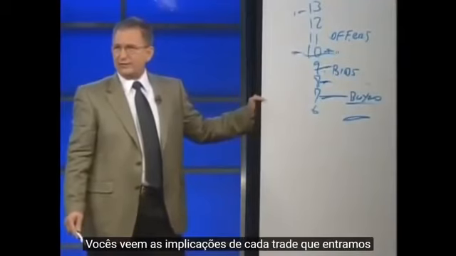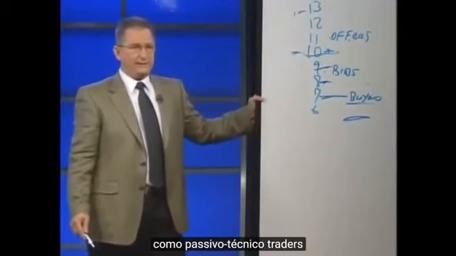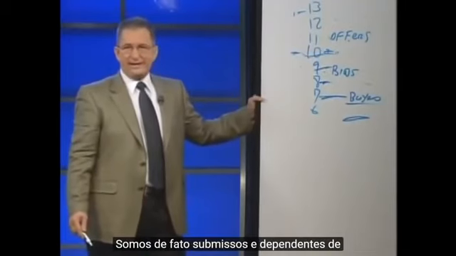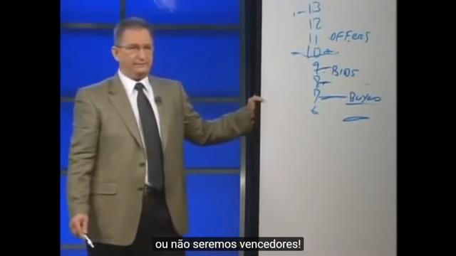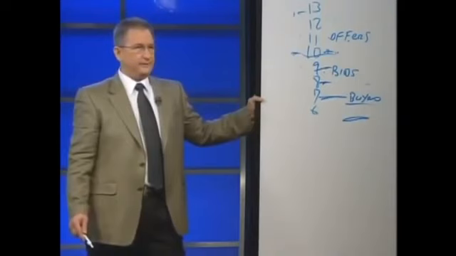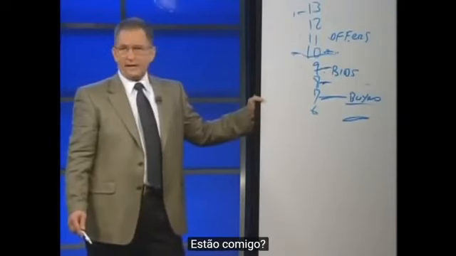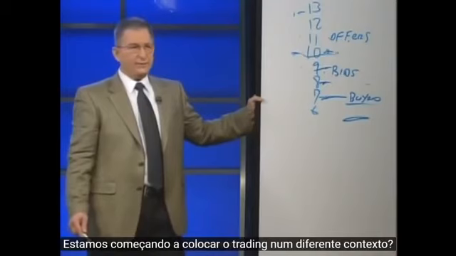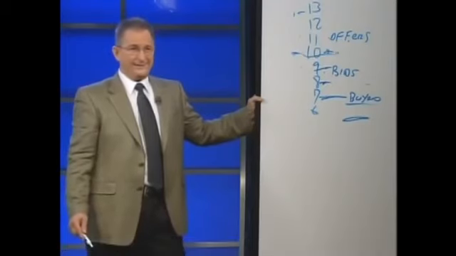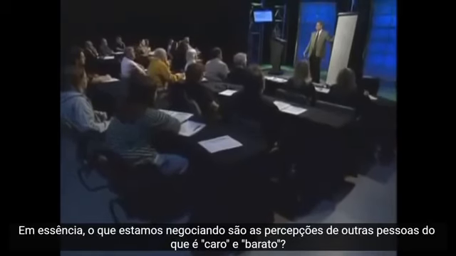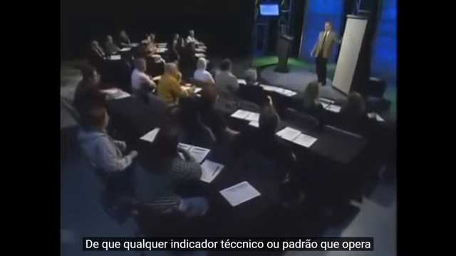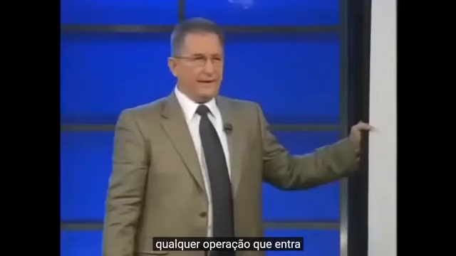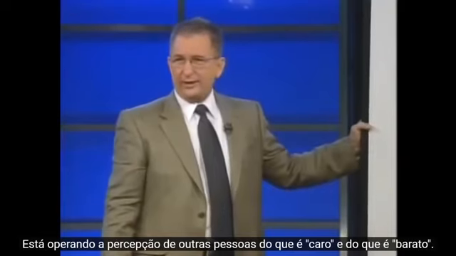You see, the implication is that every single trade we put on as passive technical traders, we are in fact obliged and dependent on other people who are willing to do something at a worse price than what we did it at, or we won't be a winner. Are you guys following me on this? Is it starting to put the idea of trading into a different context? In essence, what you're really trading is other people's perception of what is high and what is low. Any technical indicator, any price pattern that you might trade, any trade that you put on, you are basically trading other people's perceptions of what is high and what is low.